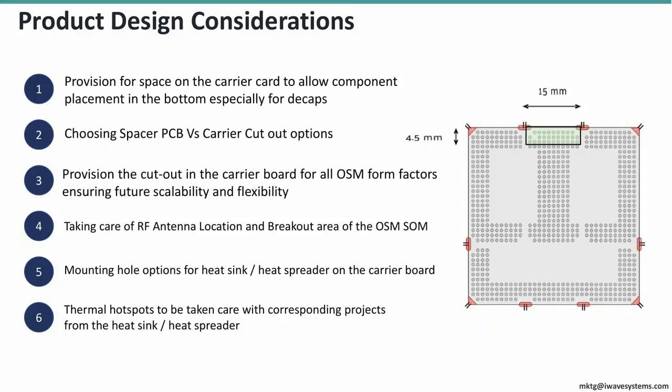But when it comes to spacer PCB versus carrier cutout option, which one to choose? In terms of spacer PCB, we did two different spacer PCBs, one for the large size and another for the small size. The cost of the spacer piece is very feeble, about 10 or 15 cents, but it adds a lot of assembly cost. When you put in a spacer PCB, your soldering joints get doubled. For a large SOM with 662 pins, these become doubled because of the spacer PCB. Obviously the assembly cost is more, though the PCB cost is less.